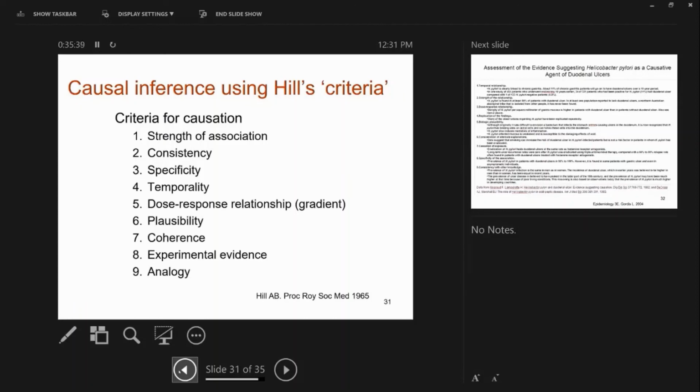Okay, so he says look at the strength of the association. Bigger the risk ratio, more likely that this is a causal association. So the relative risk for tobacco smoking and lung cancer is in the order of about 10. Okay, smokers have a 10-fold higher risk of lung cancer. That's a much stronger association than a 2-fold relative risk. Okay, so stronger the association, more likely to be causal.